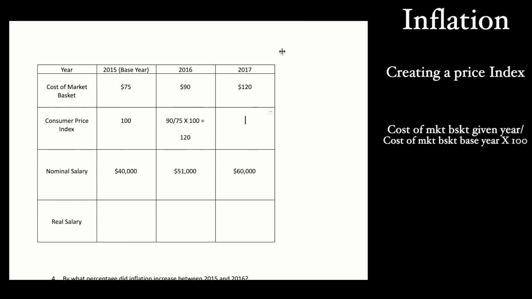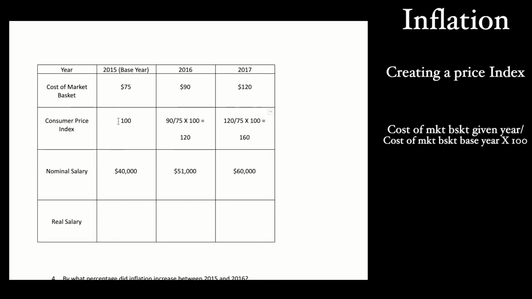Now we'll do it again with this last year, 2017. You take the cost of a market basket in 2017, $120, divide it by the cost of the market basket in the base year, which was $75, and then multiply by 100. And that is going to come out to 160. I did them in the calculator before. I'd suggest you use your calculator for these unless they're just simple math that you could do in your head. All right. So now we have our CPI, our price index.